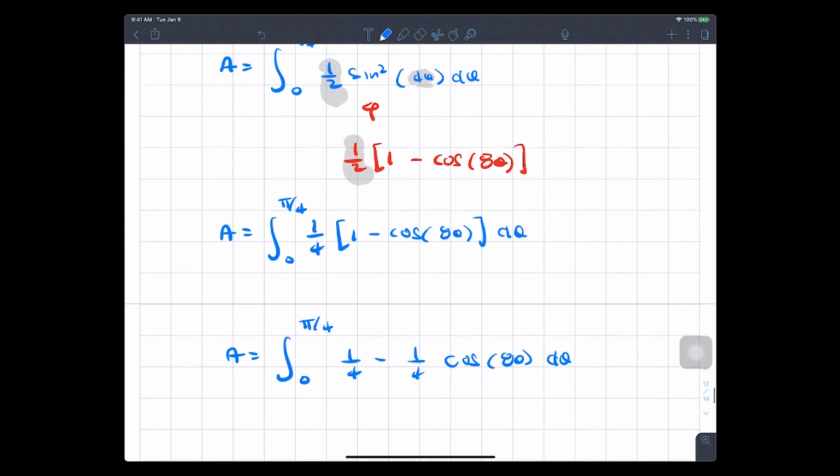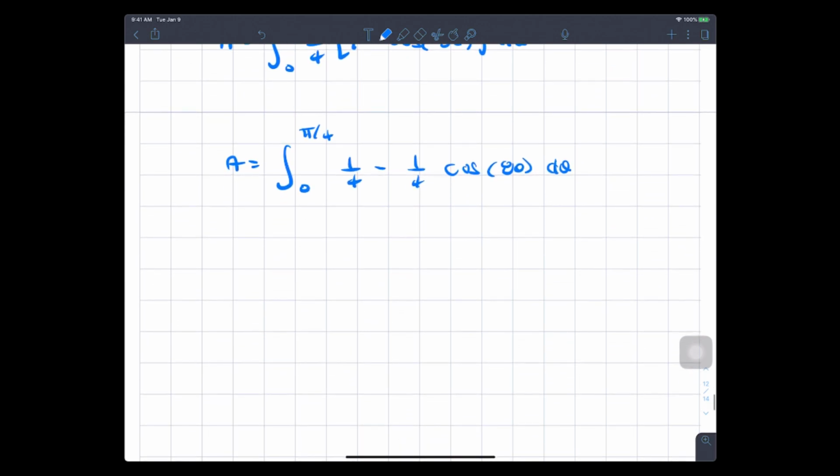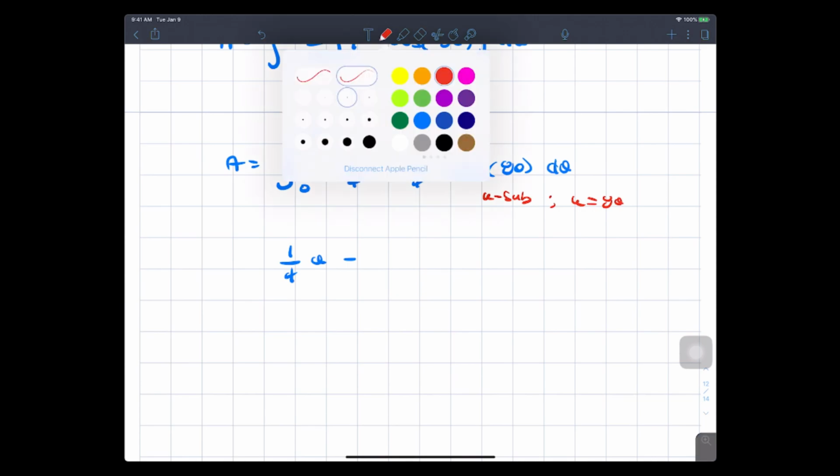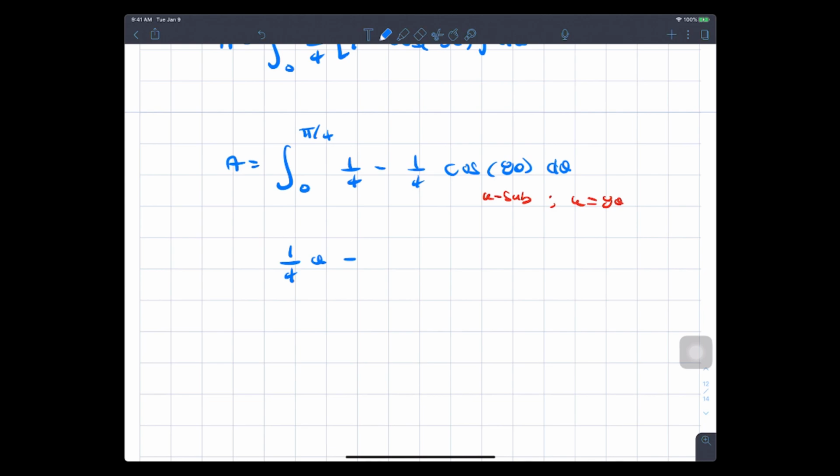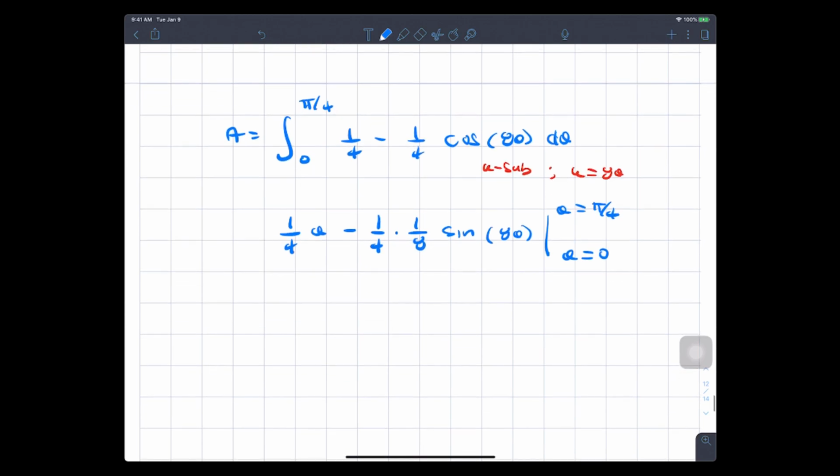So double check. I'm getting through this pretty well. Let's integrate. 1/4 theta minus, of course, u substitution. U is 8 theta, and we need the antiderivative of cosine. The derivative of sine is cosine. So that's minus 1/4 times 1/8 sine 8 theta. Let's see, do we have that okay? Derivative of sine is cosine. Okay, we look like we're okay. 1/4 theta minus 1 over 32 sine 8 theta, from 0 to pi over 4.